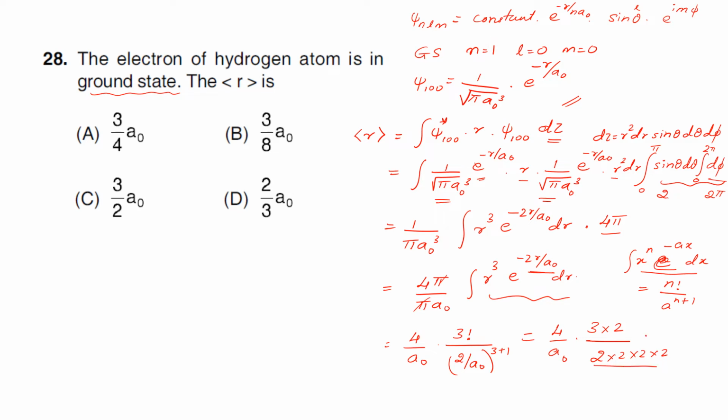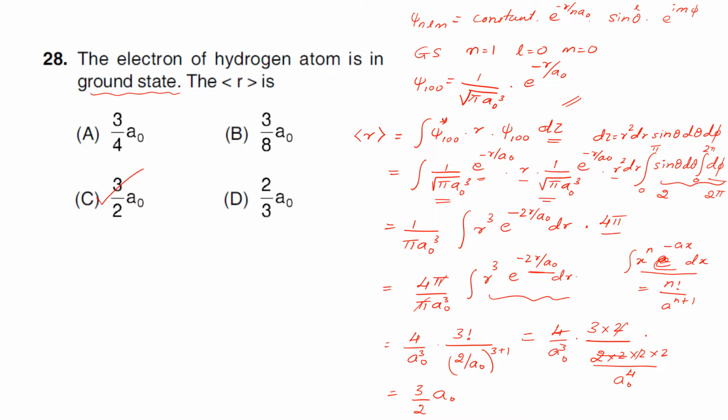Divided by, sorry, here it is a naught cube, divided by a naught raised to 4. So here 4 cancels, 2 cancels, so a naught cube and a naught raised to 4. Therefore, if you simplify, you will get 3 by 2 a naught. So option C is correct.